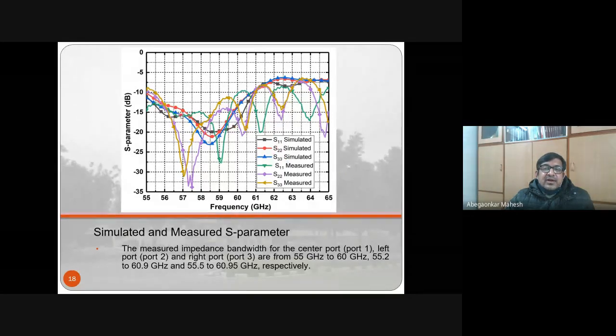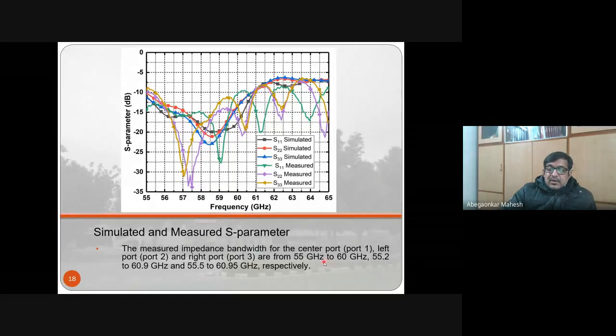And so these are simulated and these are measured. As I said, there's a small change between the simulated and the measured because of the alignment issues. The bandwidths are from 55 to 60 gigahertz, 55.2 to 60.9, and 55.5 to 60. So in all the cases, you get bandwidths better than 5 gigahertz.